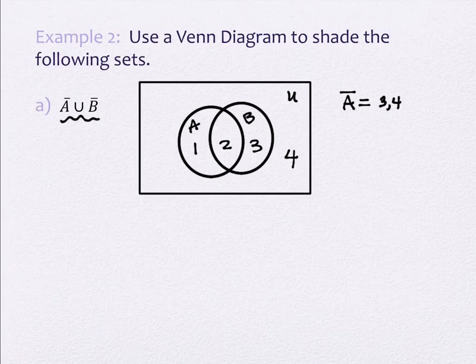All right. It also says B complement, so we're going to do that too. B complement, all the numbers that are not in B. 1 and 4. Okay, so far so good. So it's observational, just listing out numbers.